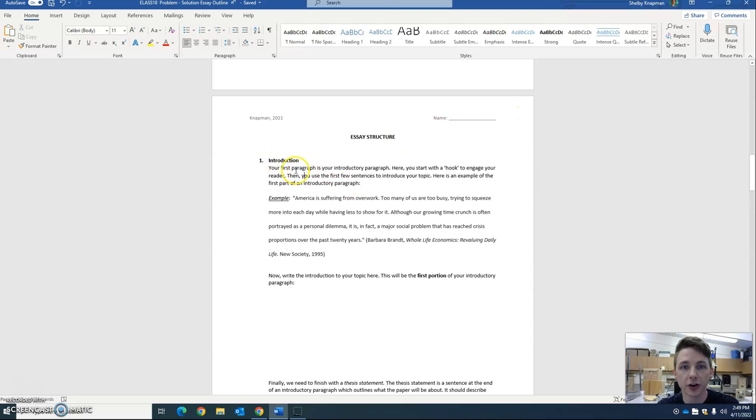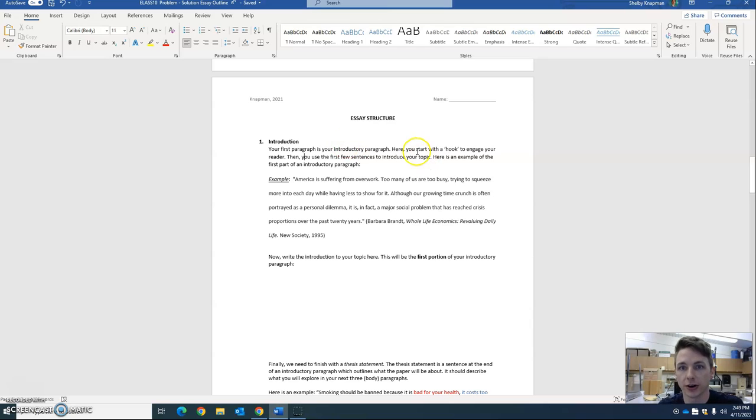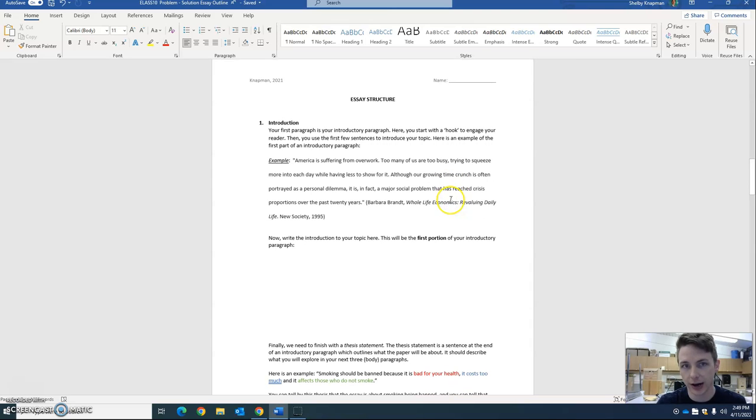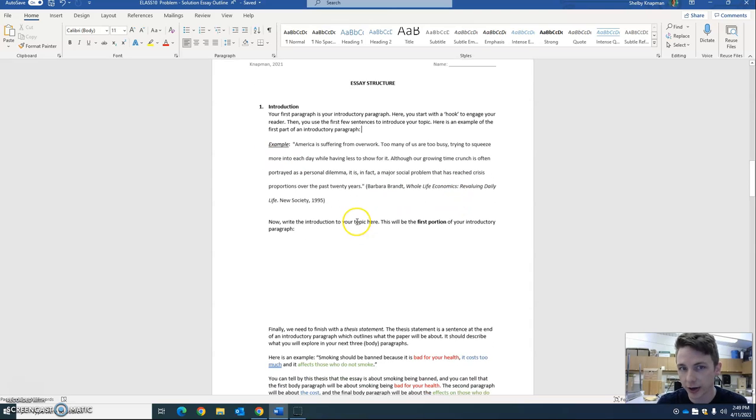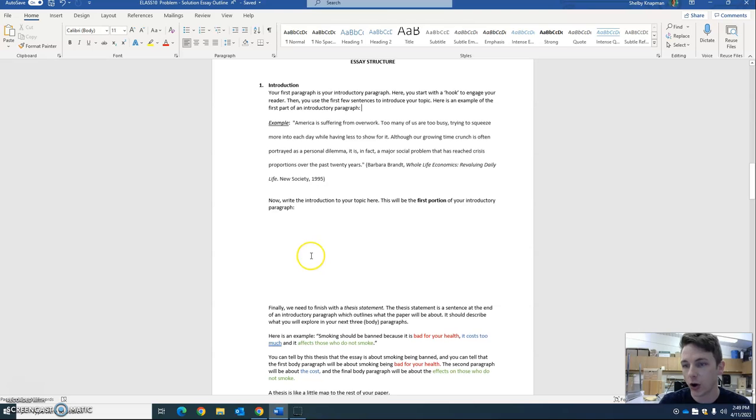Introduction. Your first paragraph is your introductory paragraph. Here you start with a hook to engage your reader. Then you use the first few sentences to introduce your topic. Here's an example of the first part of an introductory paragraph. Read that introductory paragraph, start to write your own.